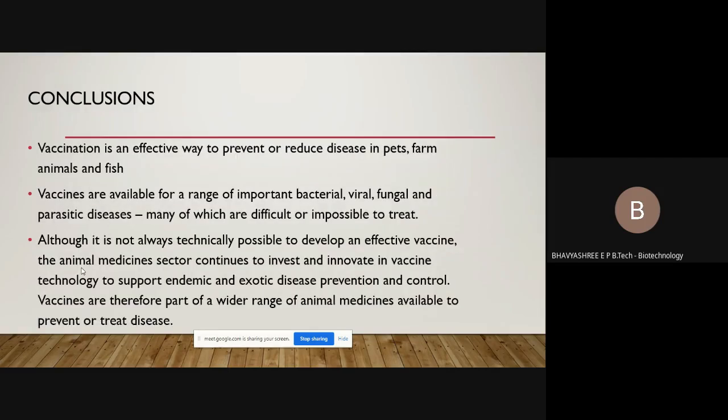Conclusion: vaccination is an effective way to prevent or reduce diseases in pets, farm animals, and fish. Vaccines are available for a range of important bacterial, viral, fungal, and parasitic diseases. Although it is not always technically possible to develop an effective vaccine, the animal vaccine medicine sector continues to invest and innovate in vaccine technology to support endemic and exotic disease prevention and control. Vaccines are therefore part of a wider range of animal medicines available to prevent or treat diseases.